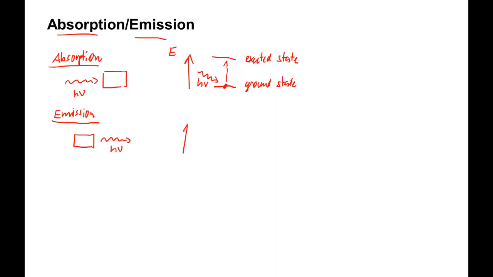In an energy diagram, it will look like this. Initially, the material is in the upper state. It transitions to the lower state by emitting a photon.